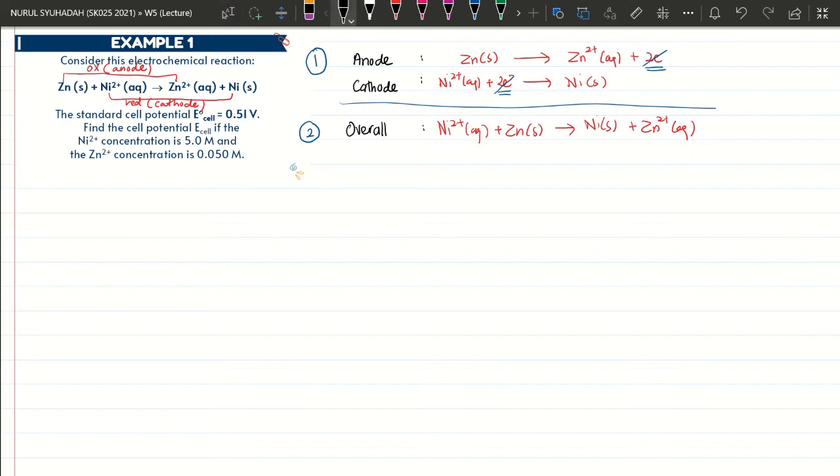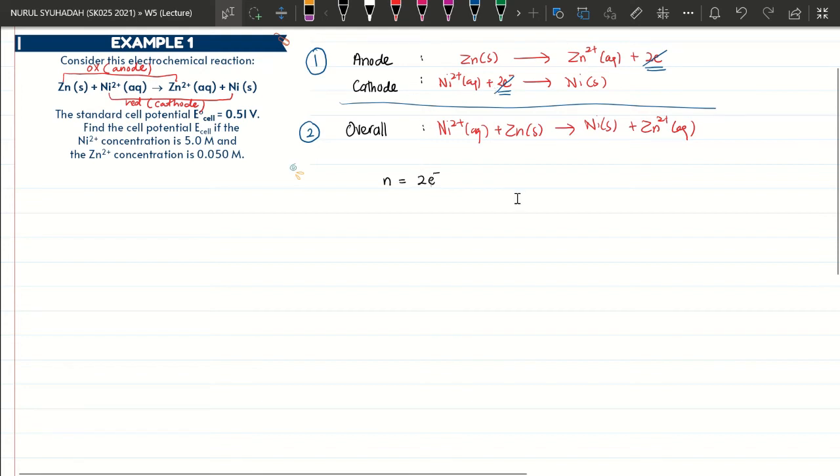So from here, on step 2, you can note N, the number of electrons used, is 2 electrons. Even though here we have 2 and then 2, actually the number of electrons produced from the anode is 2, and these 2 electrons are used up by the cathode. Nickel accepts the 2 electrons, meaning the total number of electrons involved in this reaction is only 2.